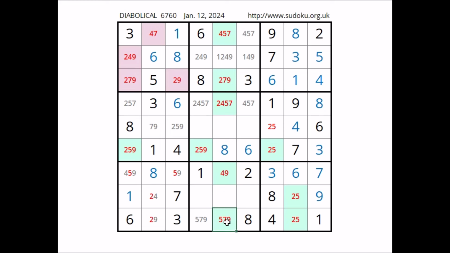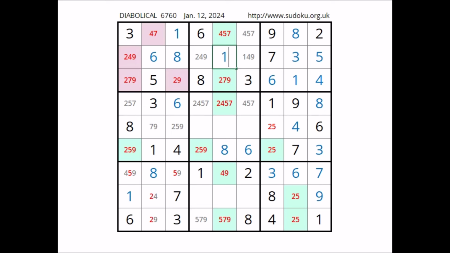So, in this place cannot be 2, cannot be 4, cannot be 9. In this place has to be number 1. The numbers 2, 4 and 9 go in 3 of these 5 places. So in this place has to be number 1, okay? 1 in this place.